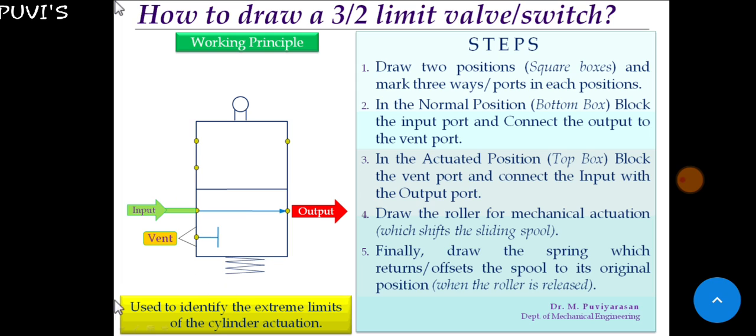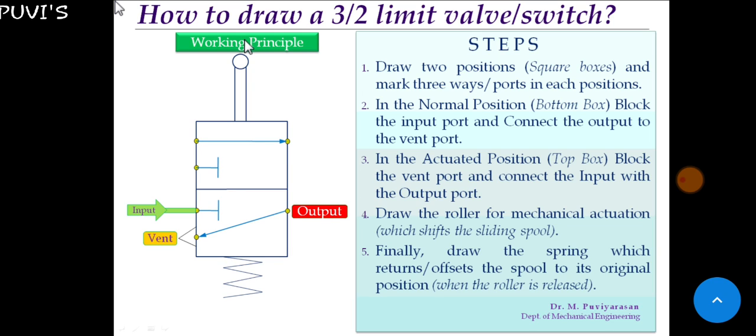When actuated, the spring gets compressed. After a while, the roller gets released and spring force offsets the spool back to its original position, which makes it ready for next cycle.